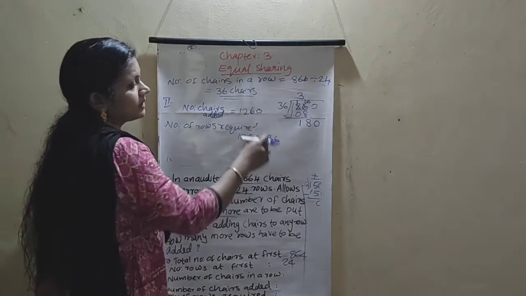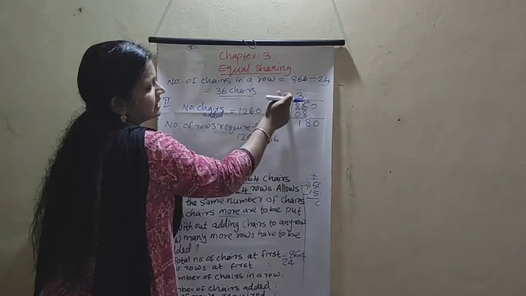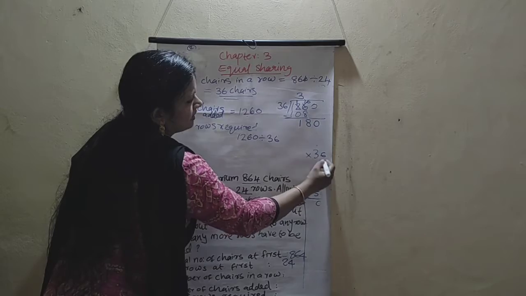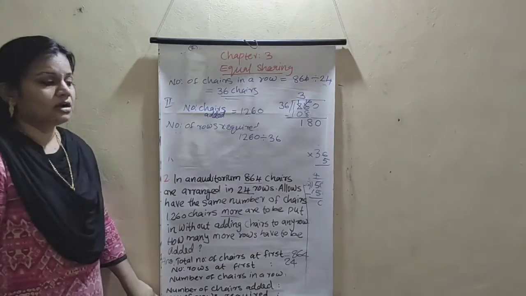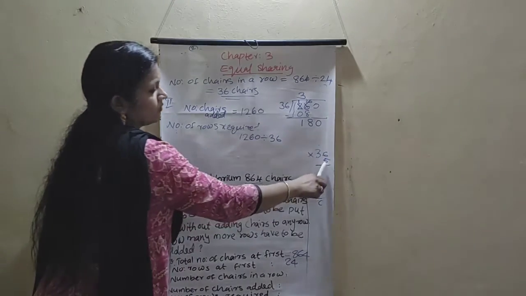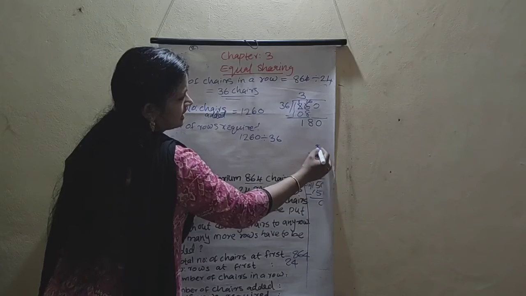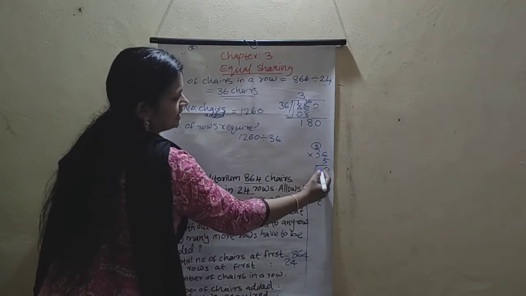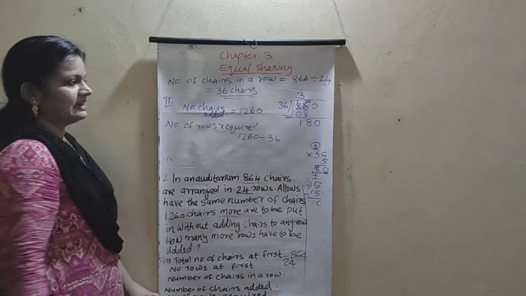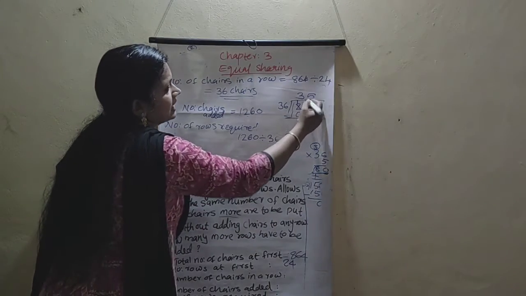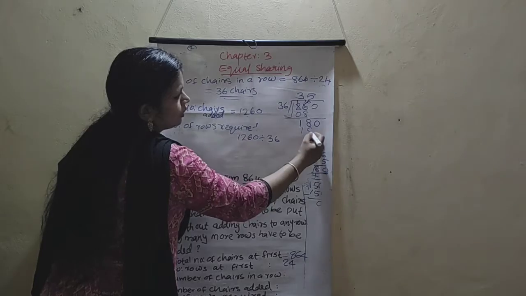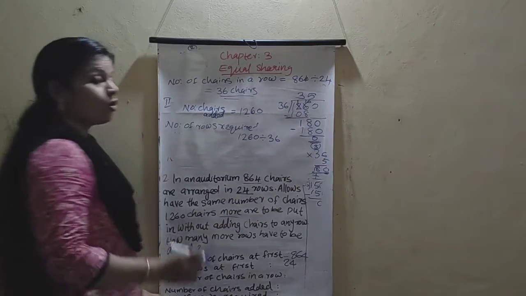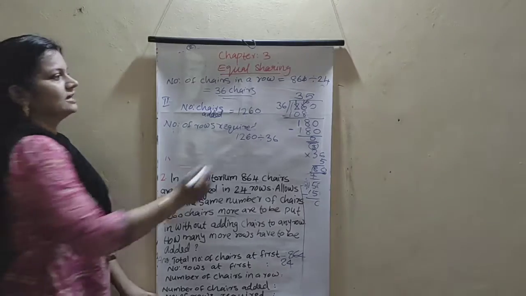Here we did 36 into 3. Then you take 36 into 5. You calculate the multiple. 5 6s are 30. 3 is the carryover. 5 3s are 15, 15 plus 3, 18, so 180. We got 180, here also 180. Then 36 into 5 is equal to 180. Then how many rows required?